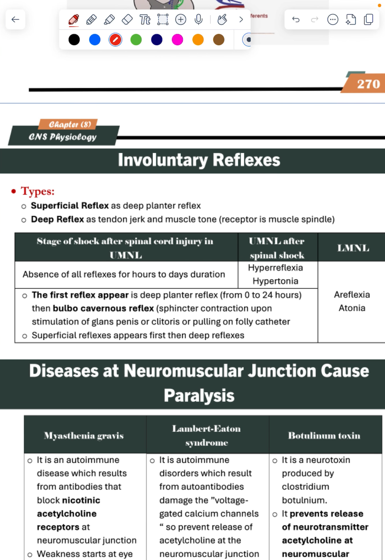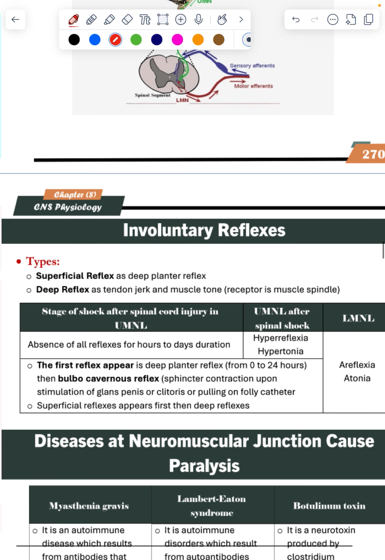There is always confusion between deep plantar reflex and plantar reflex. Deep plantar reflex and plantar reflex.